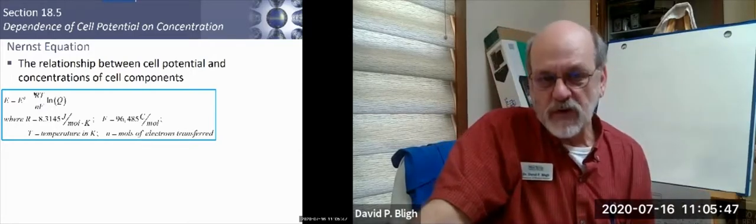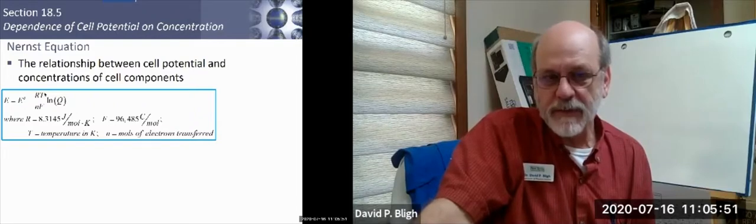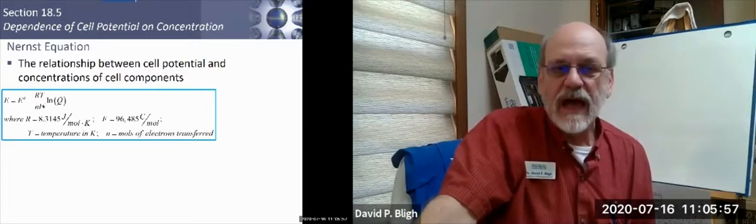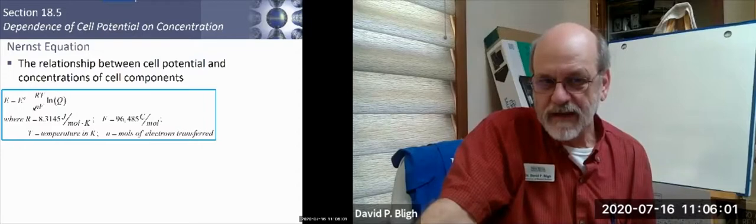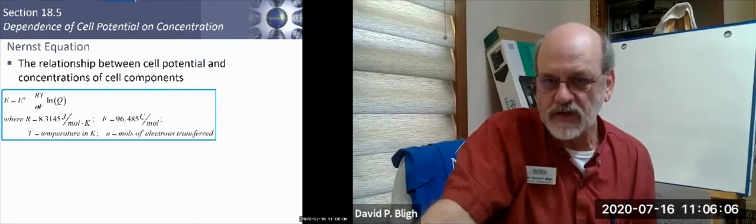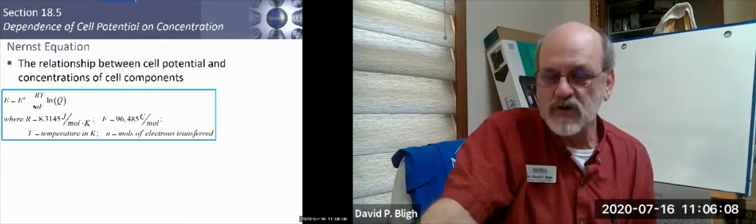Then this is your gas constant. This is your temperature, and the temperature has to be in Kelvin. And this is the Faraday constant. And there's your N, the number of moles of electrons transferred in the oxidation reduction reaction. That's why I wanted you to hang on to that one.